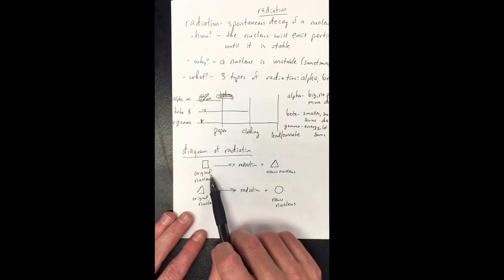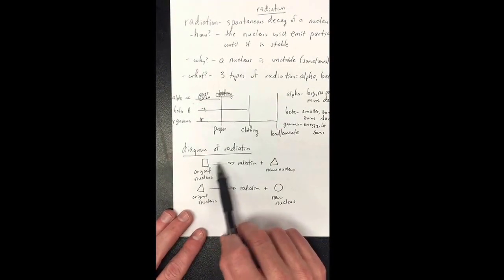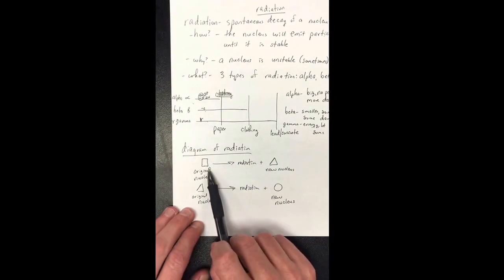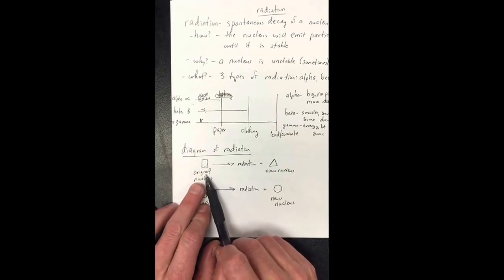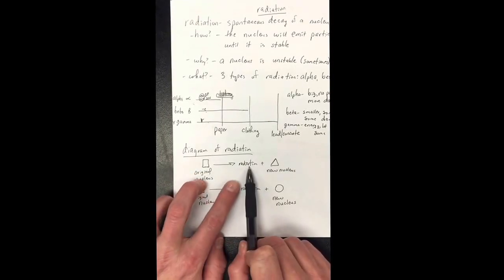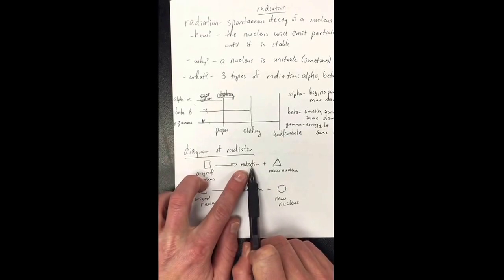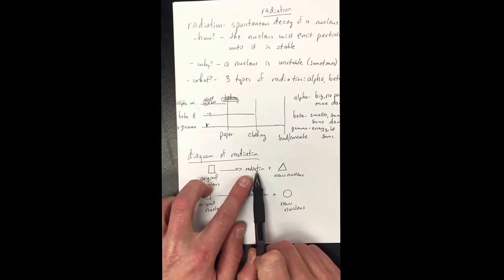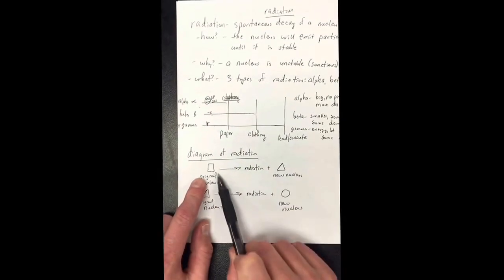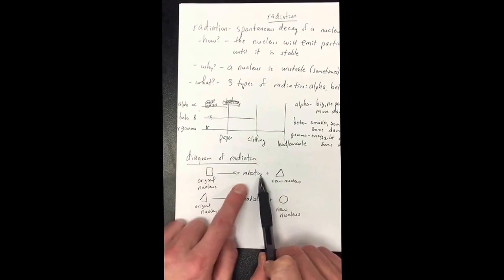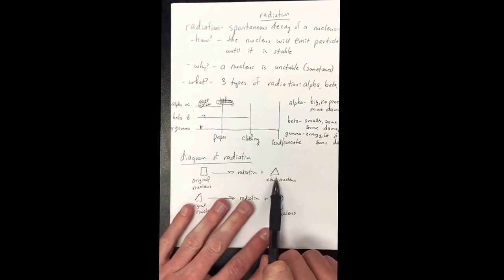One of the things you'll be required to show me is a diagram of radiation. This just represents some atom. It doesn't matter what shape you use. It doesn't matter what figure or symbol you use. If you have an original atom, it's going to give off some radiation, whether it's alpha, beta, or gamma. You don't have to tell me which one, and you're going to have a new atom. So you start out with an original atom, gives off some radiation, you get a new atom.